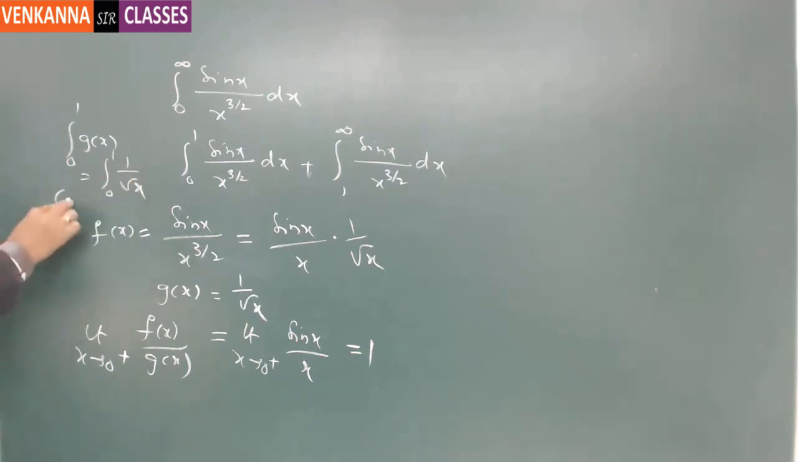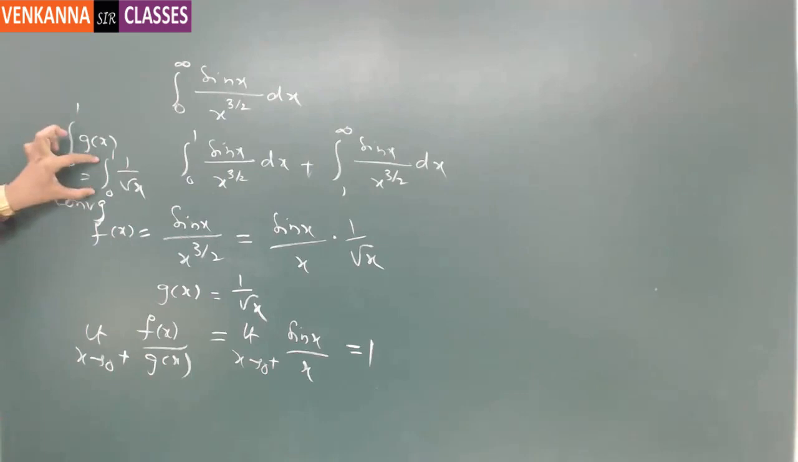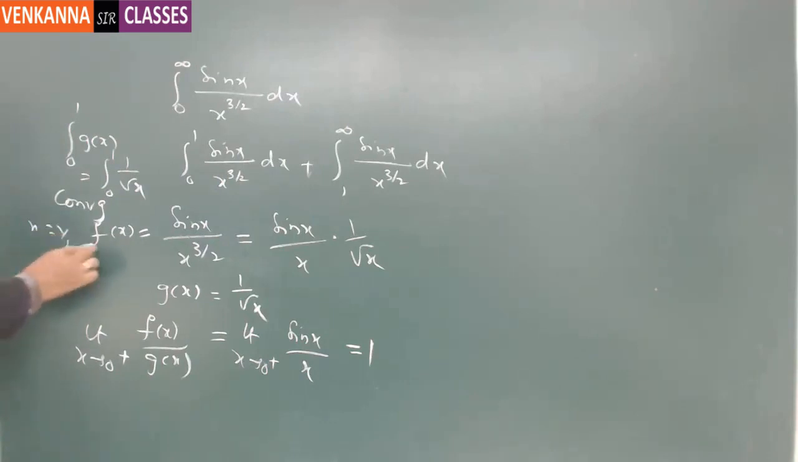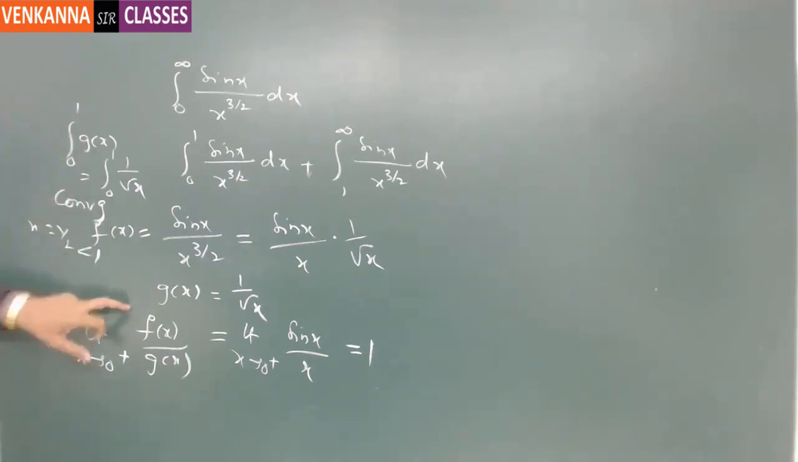The integral from 0 to 1 of g of x, which is 1 by root x, is convergent. Why? Because whenever you take a finite interval, while taking the comparison integral, the power must be less than 1. Here n is equal to 1 by 2, which is less than 1. So from the comparison integral, it is convergent. So the given function f is also convergent. That was the conclusion for the first integral. Please take a note of it. Then we go with the other.